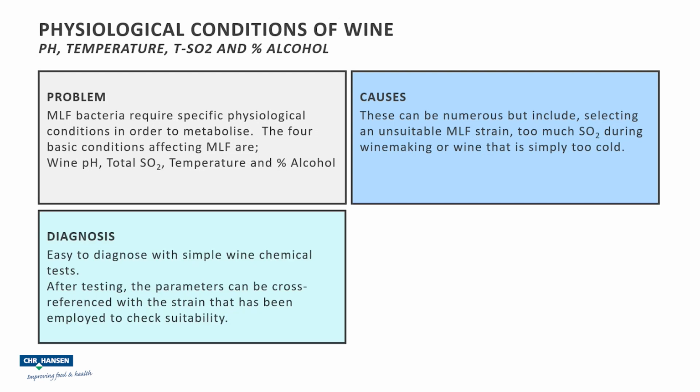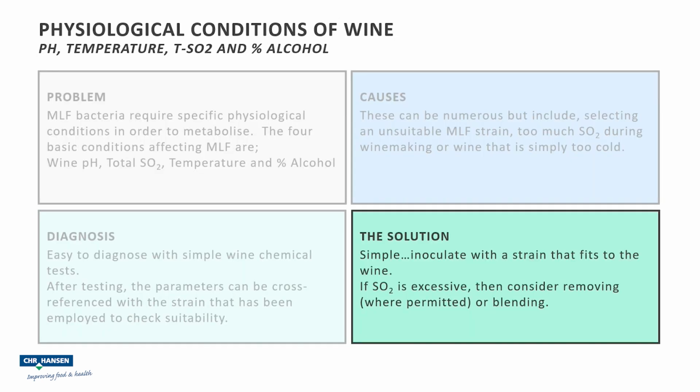So how do we diagnose this? Well, it's pretty simple. Most wine labs are able to do these four basic tests to measure the temperature, the alcohol, the sulfites, and the pH. And then once those have been measured, it's important to cross-reference with the strain that's been inoculated. If the incorrect strain has been used, it's simple. The solution is to inoculate with a strain that does fit the conditions. Just a further comment, where the sulfur dioxide level is excessive, where legally permitted, it would be recommended to reduce it, either by removal, where permitted, or by blending with some other wine that does have a lower sulfur level.